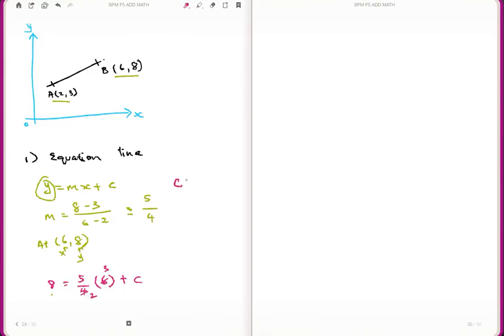Therefore, your c would be equal to 8 subtract 15 over 2. Therefore, my c value would be half. This is 7.5. And therefore, my equation, it doesn't answer the question yet. To answer the question, my y will therefore be 5 over 4 x plus half. This is one way of doing it.